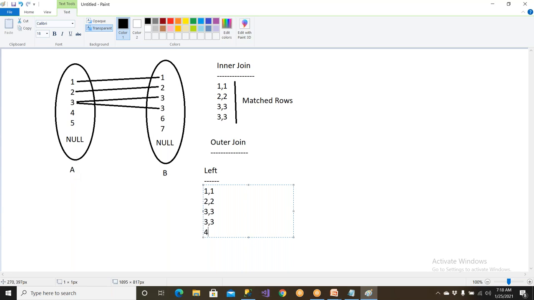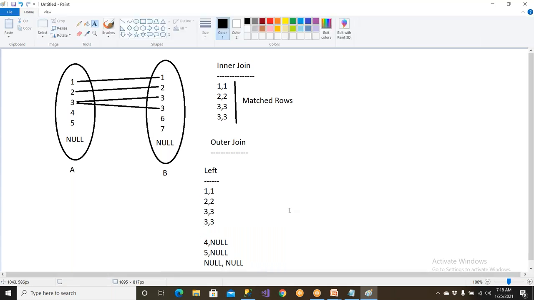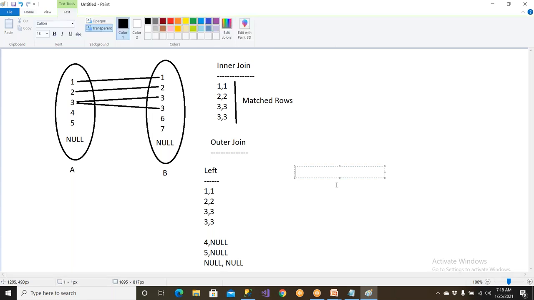4, and this side there is no matching, you will get null. And 5, there is no matching, this side you will get null, and this side null, and there is no matching, and you will be able to get one more null this side. Clear? So this is what is called left outer join, or people will be calling this a left join. So left join will be matched data, that is inner join data, plus unmatched data from the left table.